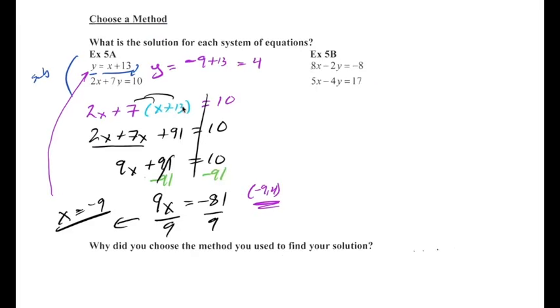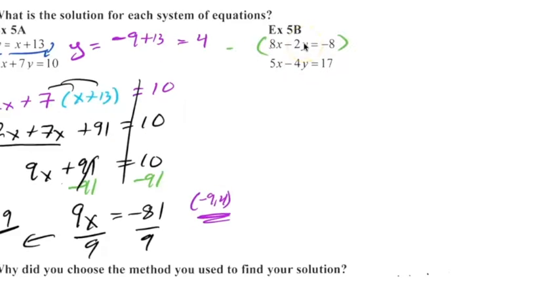So that's the substitution method. The next one here, do we notice how they're both in standard form? I would probably do the elimination method. And what would I eliminate? The y is probably the easiest. Notice I could multiply this top here by a negative 2. So I get negative 16x plus 4y.